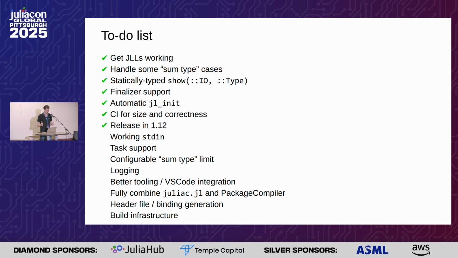So yeah, a few things upcoming that we need to do. So standard in doesn't work, which might seem like a pretty weird omission, but libraries don't really need to read from standard in, so it just hasn't been very important. Tasks are very similar to finalizers, and we just have to do the same thing for tasks that we did for finalizers. And yes, this configurable sum type limit that I mentioned. I think also the logging is very, very dynamic. It turns out we have a very, very complicated logging system, and it doesn't work with this, unfortunately, so we have to find some solution to that.